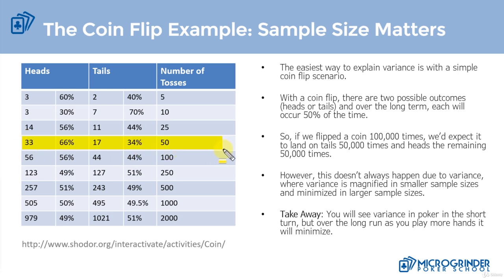Let me get rid of all my highlighting, and let's just go up to 50 now. If we have a sample size of 50, we would expect 25 and 25, but we don't. We have 33 on heads and 17 on tails.